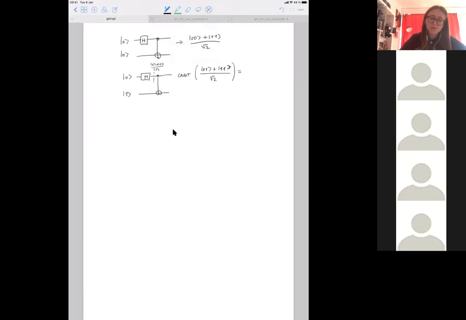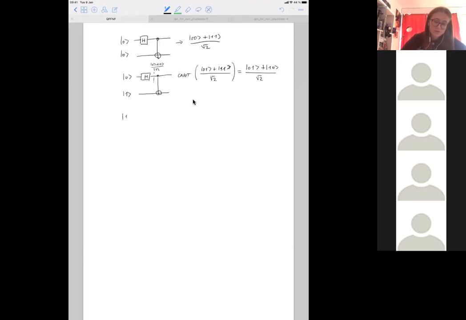If we apply C-not to 0, 1, nothing changes. If we apply C-not to 1, 1, then because the state of the first qubit is 1, the state of the second one flips. So we have 1, 0 over square root of 2. Okay, that's another Bell state. Fine. I think we can already start seeing a pattern here, but let's continue.